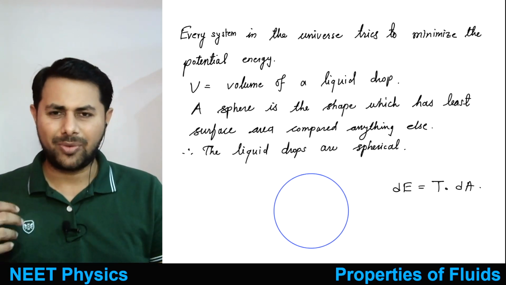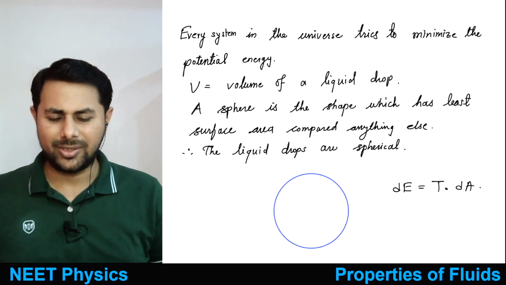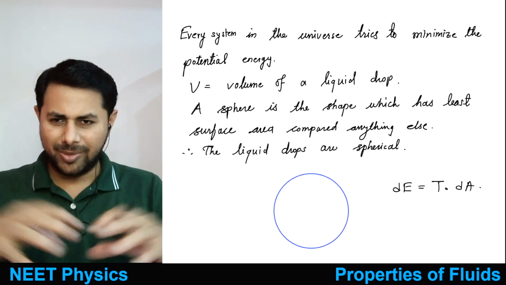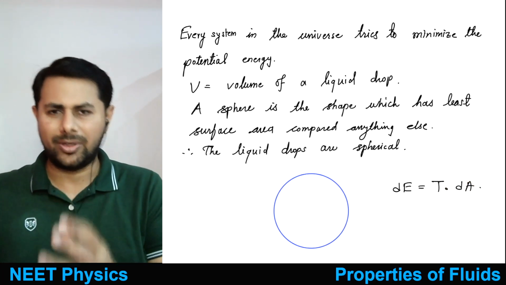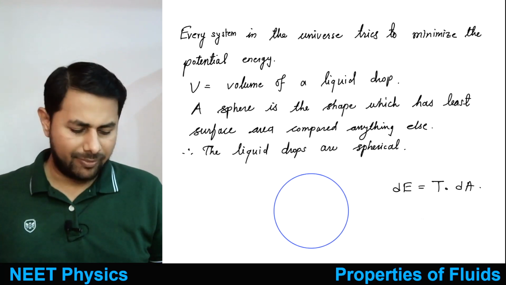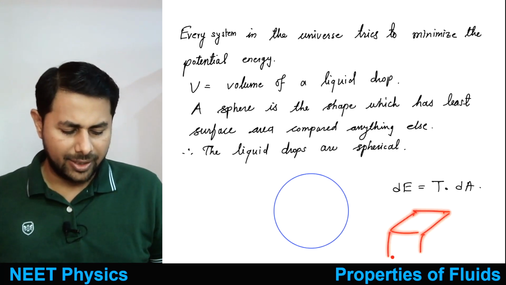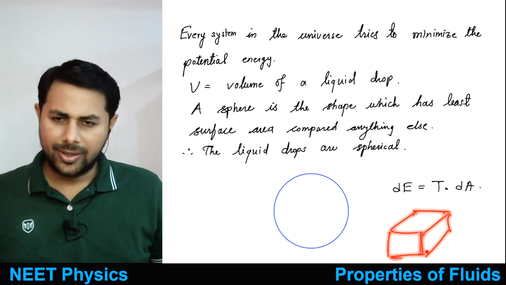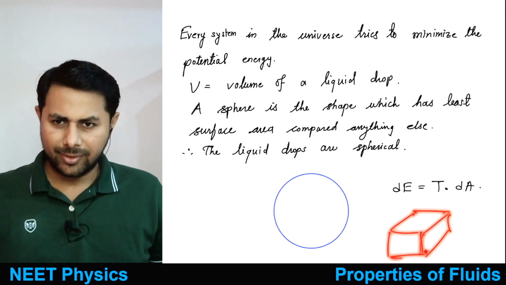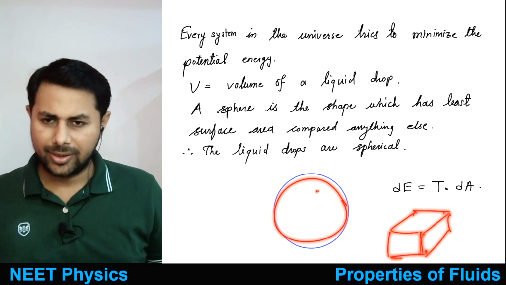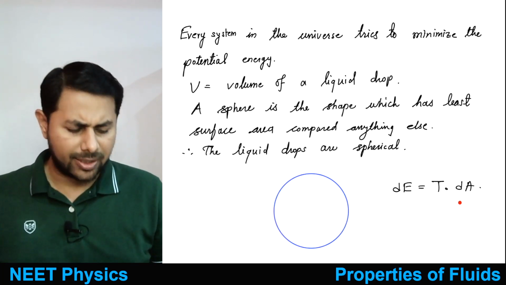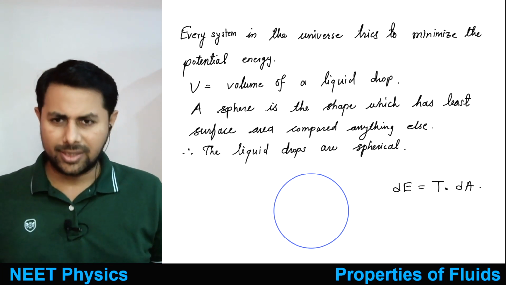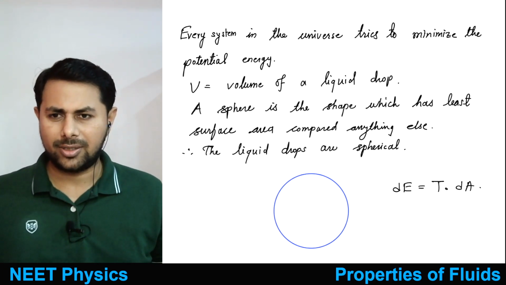Or you can say out of all possible shapes in the universe, the sphere is such a shape where the surface area is minimum for the same amount of volume. You can take the same volume of something, you can make a cube of it, you can make a sphere of it. The sphere will have the least amount of surface area, and that's why the least surface energy too. So this thing is clear, why the liquid drops are spherical.